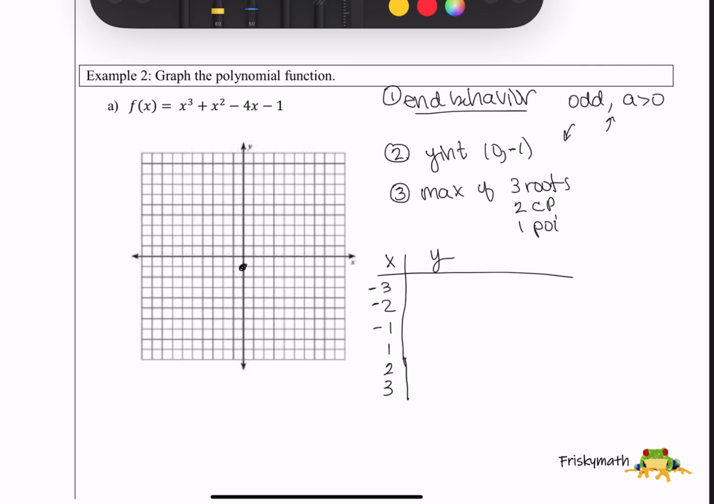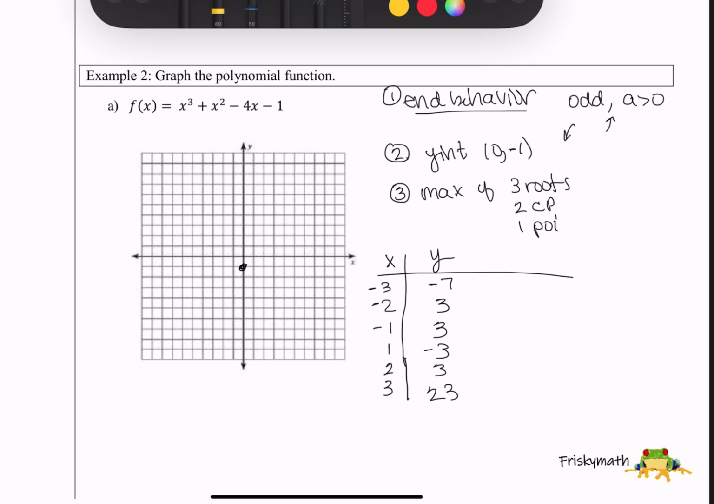Okay, so if I plug -3 into this function, I end up getting -7. Hopefully by this point, I'm just doing direct substitution. You could also use synthetic substitution to do that. Totally up to you. If I plug -2 in, I'm going to get 3. If I plug -1 in, I'm going to get 3. If I plug 1 in, I'm going to get -3. Plug 2 in, you get +3. And plug 3 in, and you get 23. Okay, I'm just going to plot these points, but I have a general understanding of what this graph looks like.